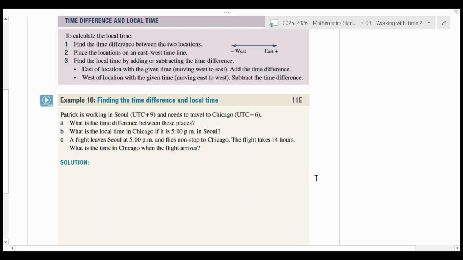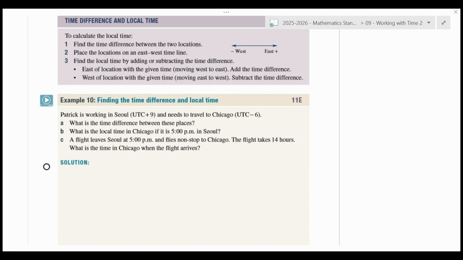All right, we are finding time difference and local time. We're almost at the end of this topic. Patrick is working in Seoul, which is UTC plus 9, and needs to travel to Chicago, which is UTC minus 6, so it's 6 hours after. What is the time difference between these places?